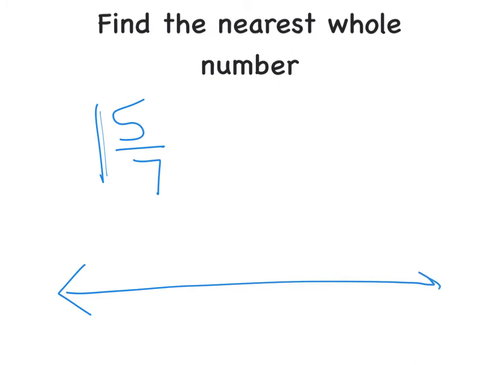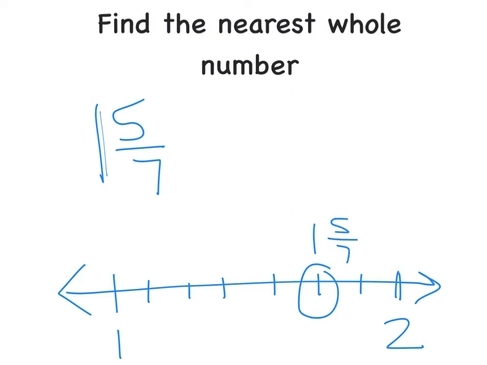First of all, I could think about a number line. So 1 and 5/7 falls between 1 and 2. And then I'll draw my sevenths. 1, 2, 3, 4, 5, 6, 7. So 1 and 5/7 would be right here. And as you can see, that is closer to 2 than it is to 1. So 2 would be the nearest whole number.